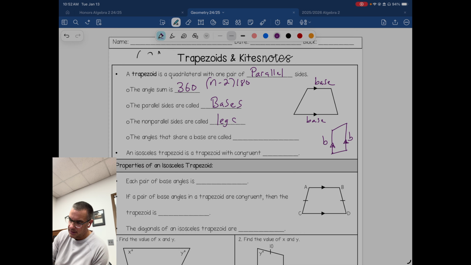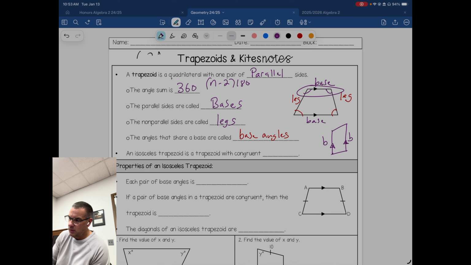Non-parallel sides are called the legs. So we'll change color here. This is a leg, and this is a leg. Other parts of a trapezoid: the angles that share the base are called the base angles. So those two are base angles. They're angles that are formed along the base. There's another set of base angles as well. These are base angles as well. They're angles that are formed along the base, so they're considered to be base angles. These two angles aren't considered to be base angles because they're not along a base, they're along a leg.